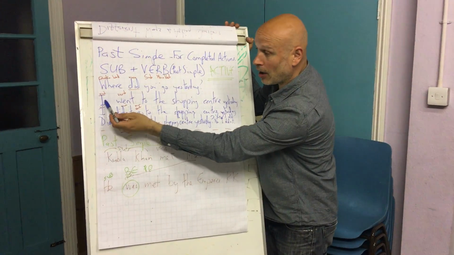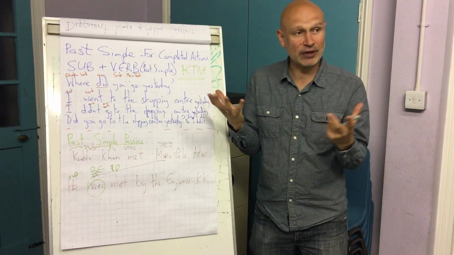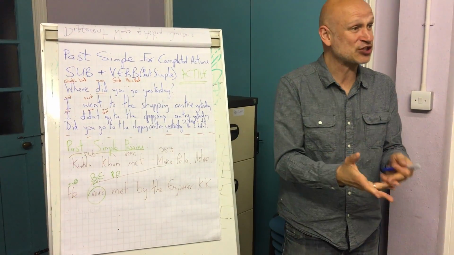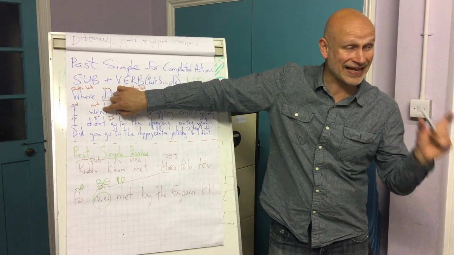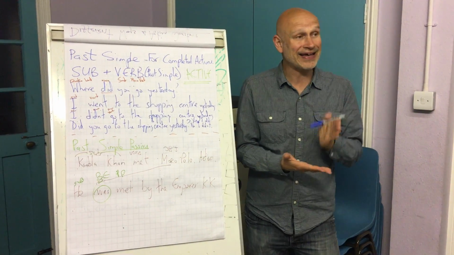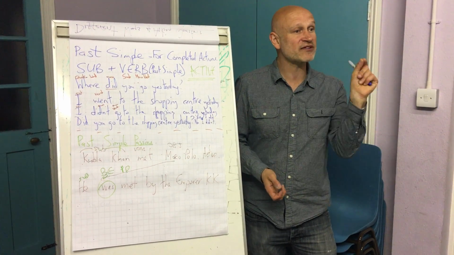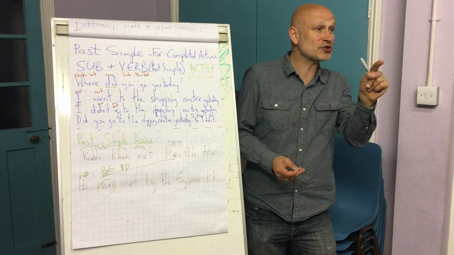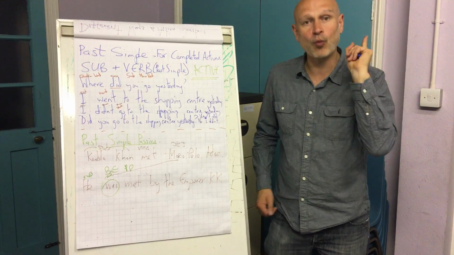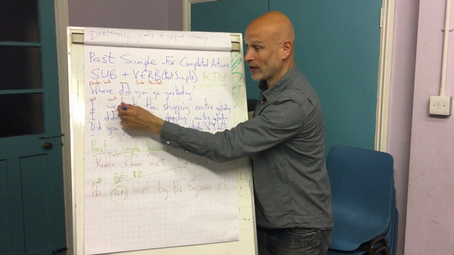Past simple for completed actions is generally subject and the verb in the past simple. So for example, I went to the shopping centre yesterday. The beautiful thing about past simple is if you change this subject to he, she or it, the main verb stays exactly the same, because there's only one verb in the past simple. There is one exception to that, and that's the verb to be. I was here yesterday, you were here yesterday.